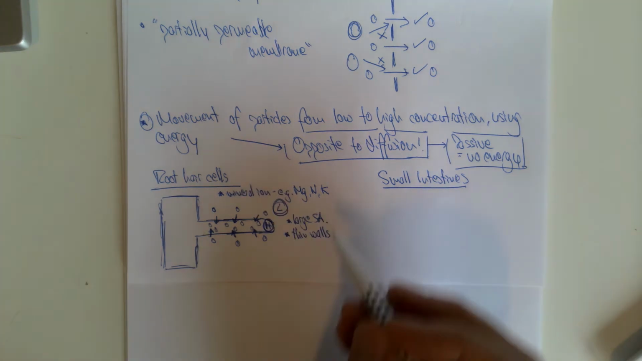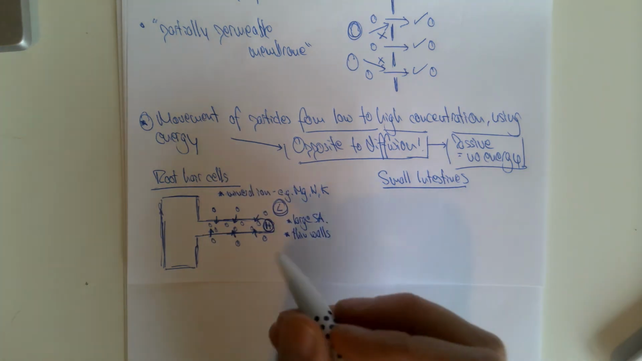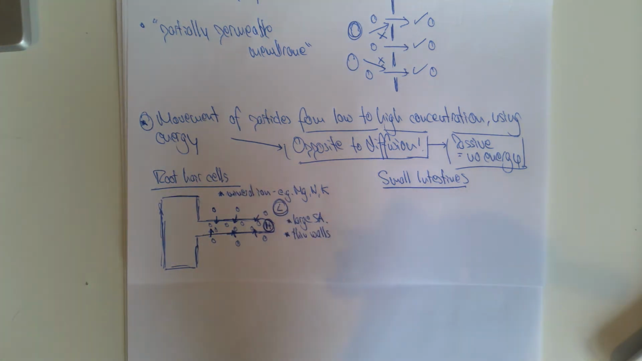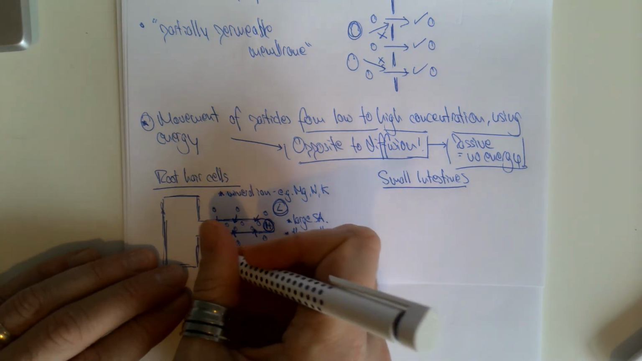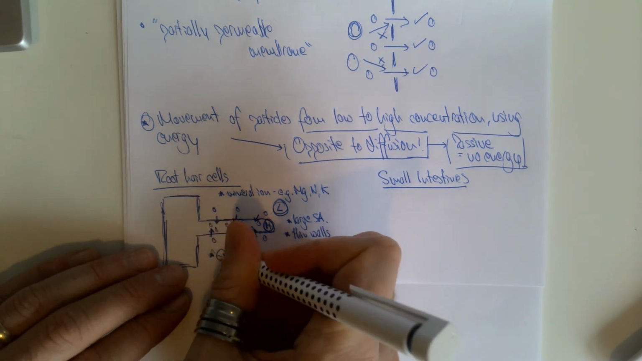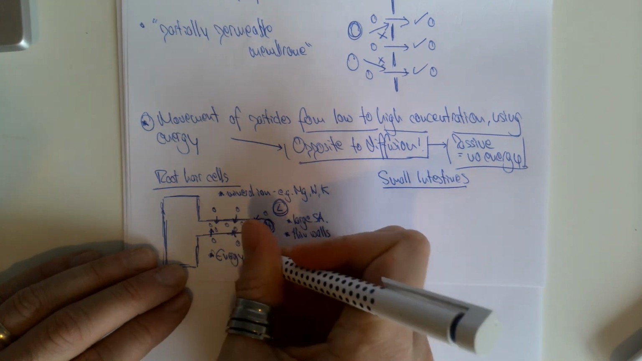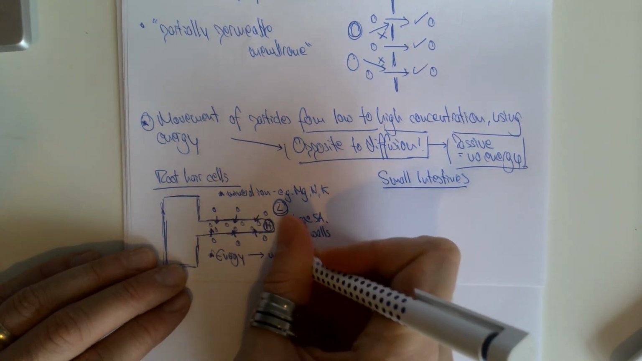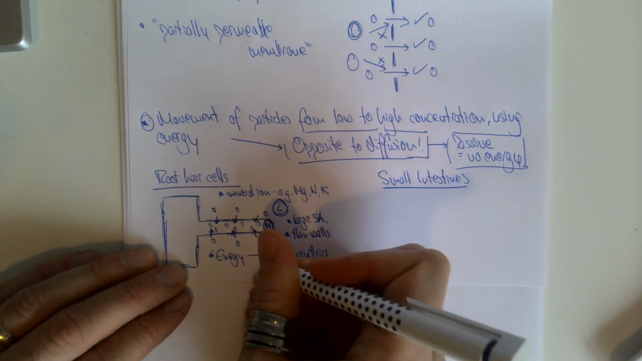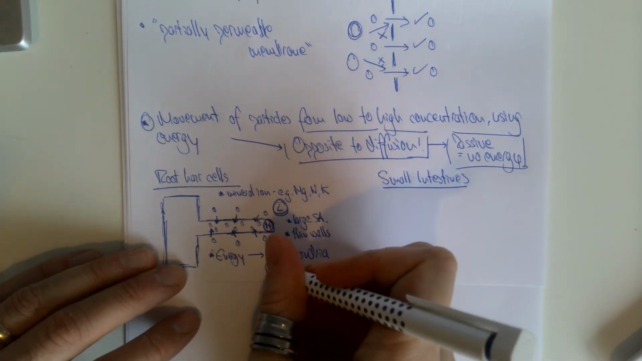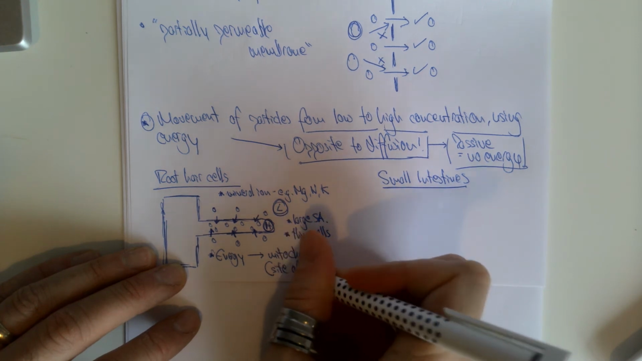Now, obviously, where it goes from low to high, it requires energy. So this energy that's needed comes from subcellular structures that we call mitochondria that we find in animal and plant cells that are the site of respiration.